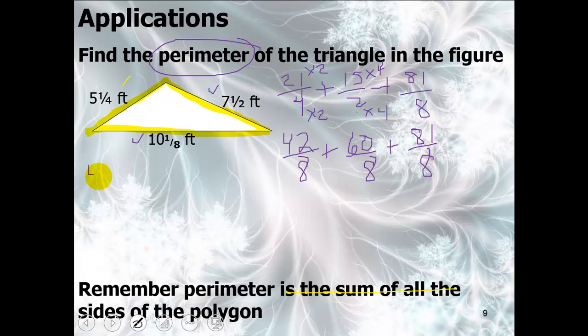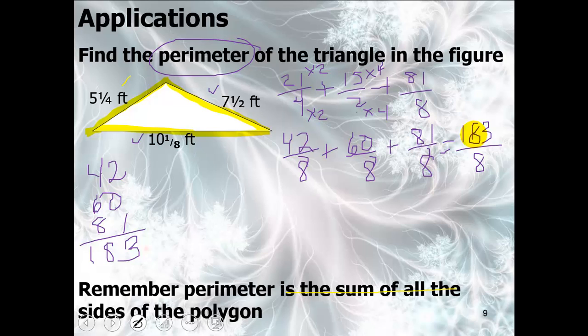Now I add up all of my numerators, and I get 2 plus 0 plus 1 is 3, 4 plus 6 is 10, plus 8 is 18. I get 183/8. Okay?